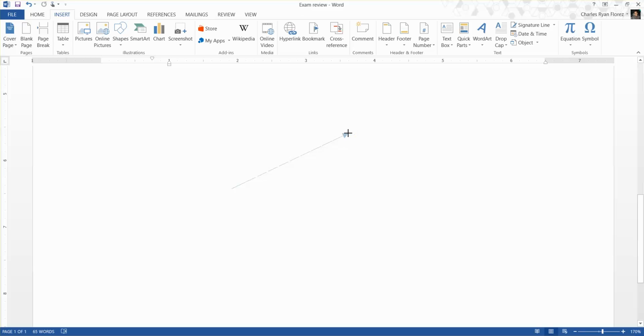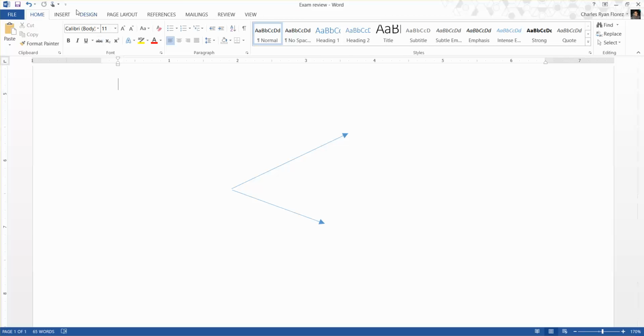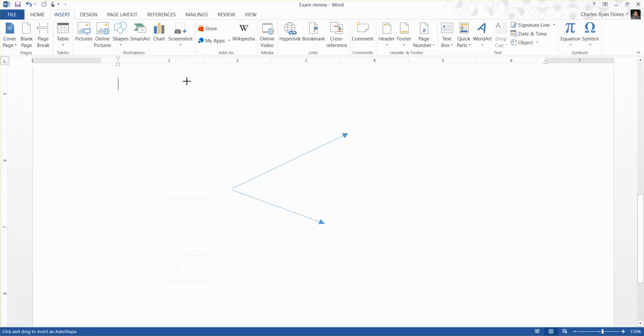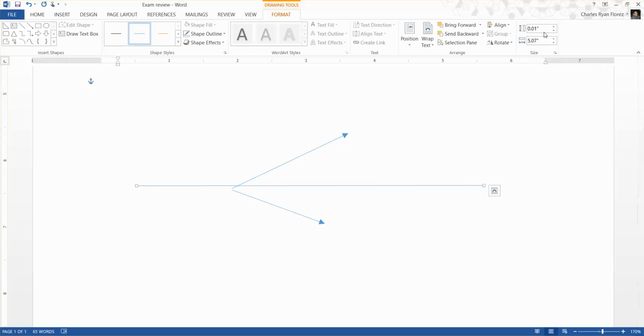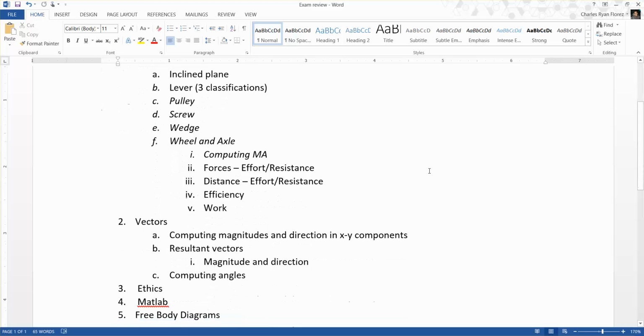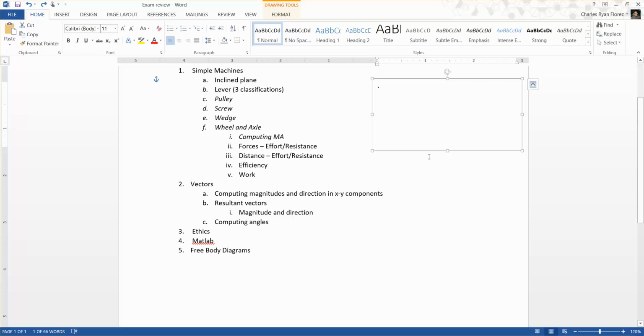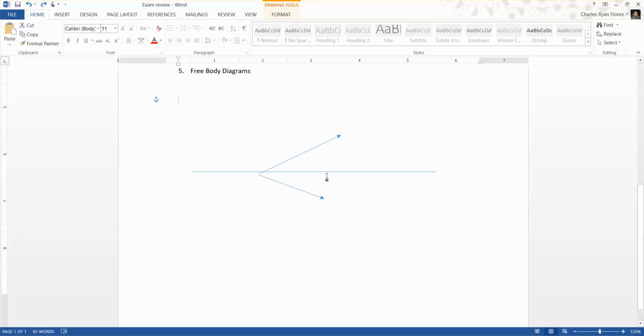So let's say I have this force here, and then right beside it I have this force. And then I'm also going to draw my horizontal. Oh, I think I deleted my text box. Okay.